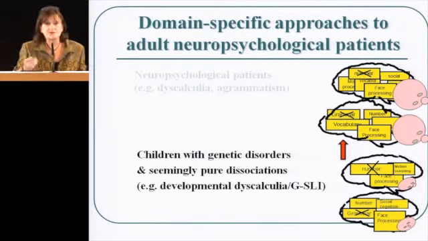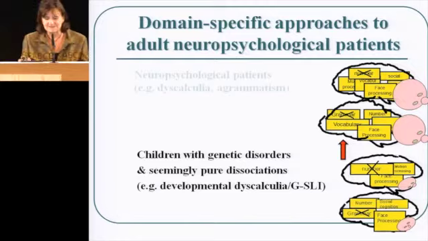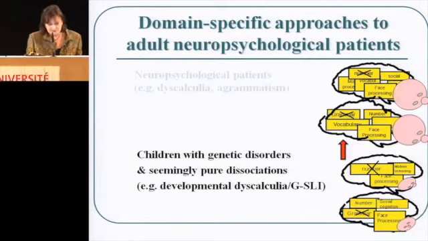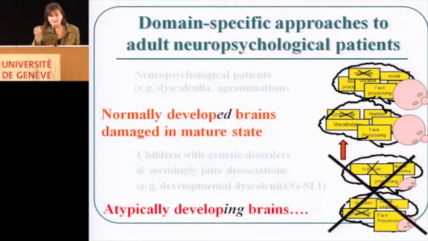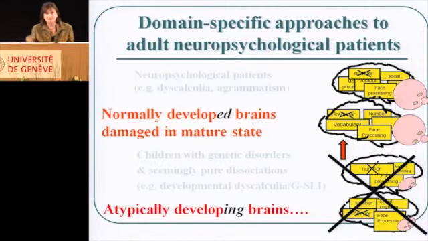Or the child might have grammatical specific language impairment, and in that case, just the grammar was impaired and there were no other impairments. Again, these are exaggerated claims, but we'll stay with them for the moment. And what's wrong with this approach is that it doesn't distinguish between brains that are developed and mature and get damaged in their mature adult state and brains that are developing over time.